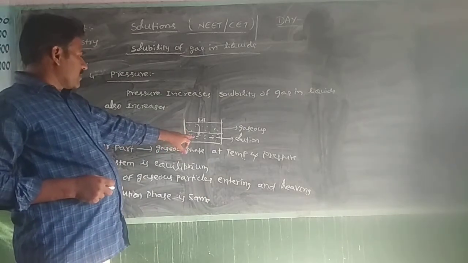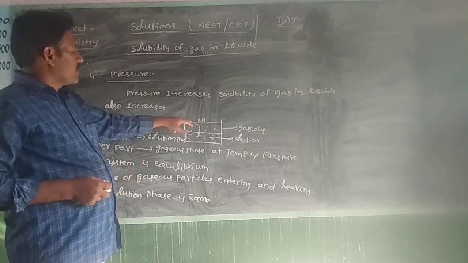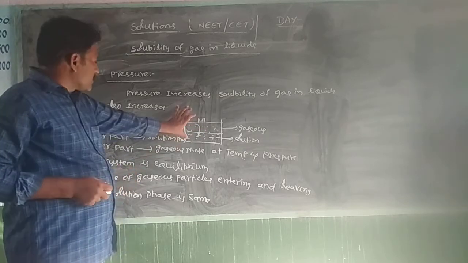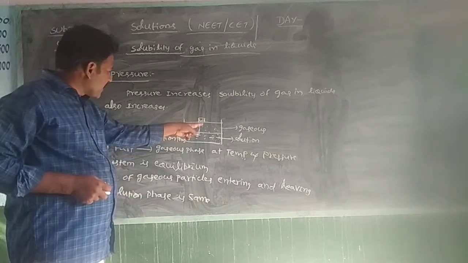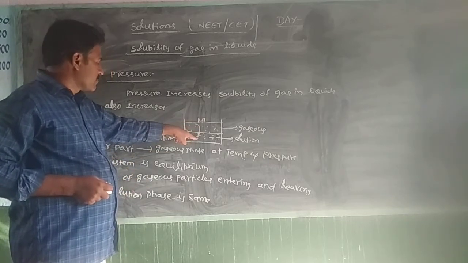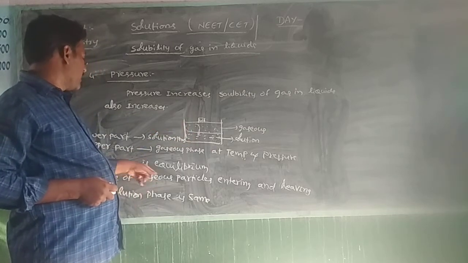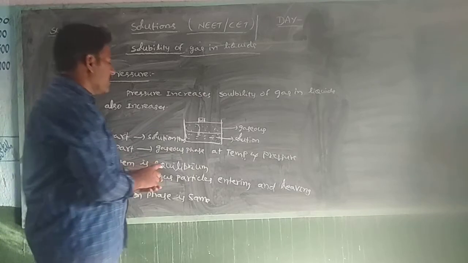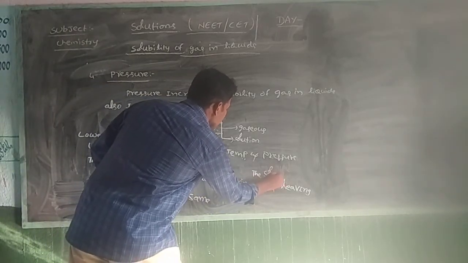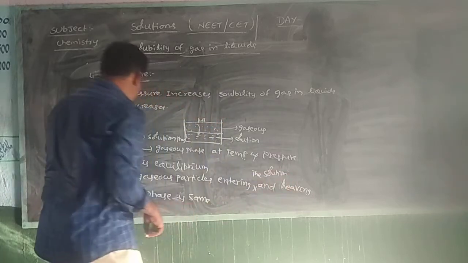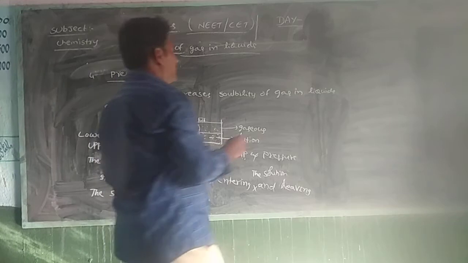The lower part is the solution, the upper part is the gaseous phase. At a given temperature and pressure, the system is in dynamic equilibrium. The rate of gaseous particles entering the solution and leaving the solution phase is the same. That is the dynamic equilibrium.